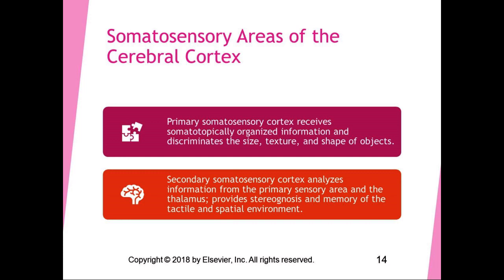So remember that example where I said you're reaching in the bag for a key, you're looking for your keys or something? So the primary somatosensory cortex goes, oh, here's something, it's small, it's pointy, it might be the right shape, and the secondary somatosensory cortex compares it to our information, our memory, and it says, oh, that's my house key, I can get in. And it remembers the tactile and spatial environment and applies that sensory information to it. Pretty neat, huh?